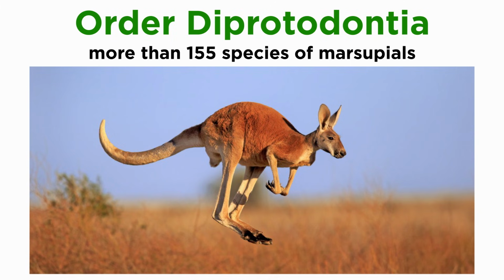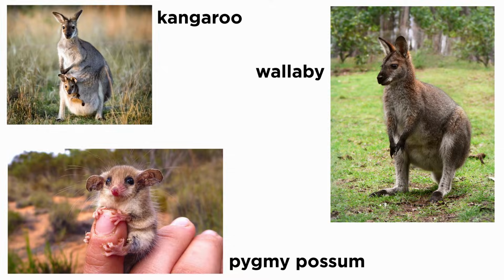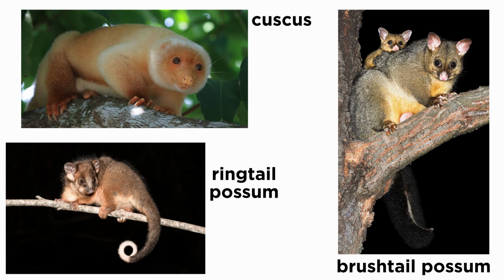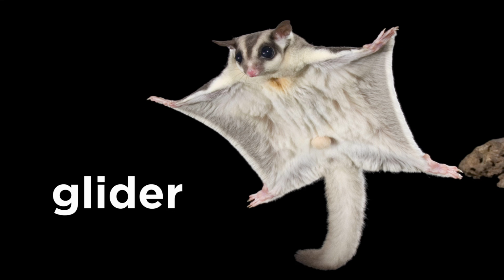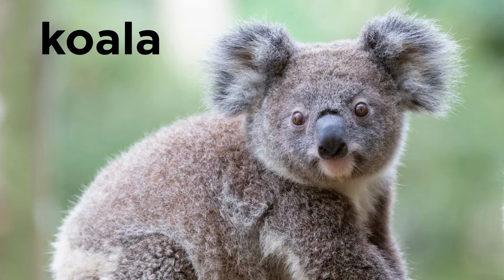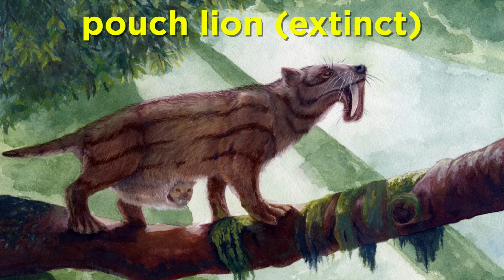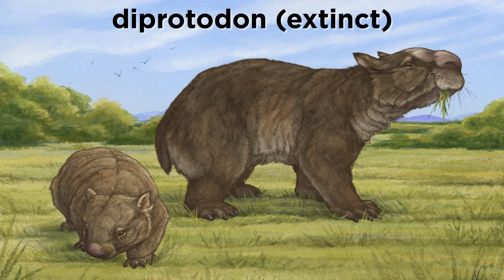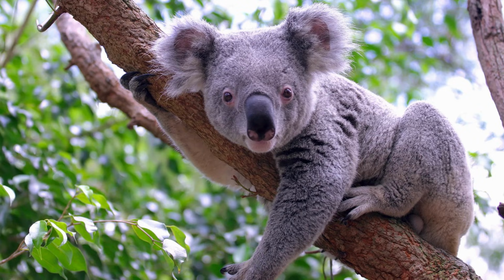We'll start off with order Diprotodontia, which includes more than 155 species of extant marsupials, nearly all of which are herbivores. They are some of the most well-known marsupials, including the kangaroos, wallabies, pygmy possums, cuscus, brushtail possums, ringtail possums, gliders, honey possums, the koala, wombats, and many others, along with extinct forms such as the carnivorous pouch lion and the migratory Diprotodon. All extant and extinct members are united by two features.